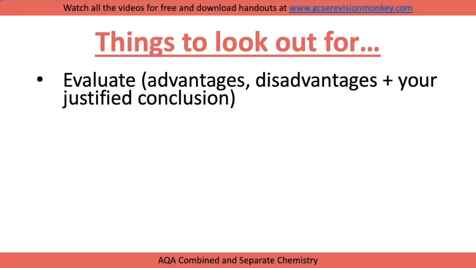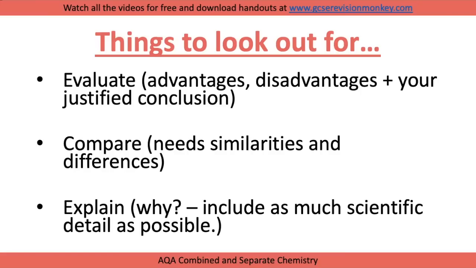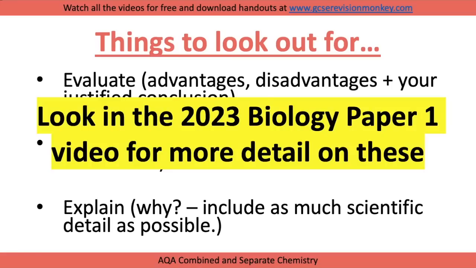Evaluate questions. As a reminder, you need advantages, disadvantages and your own justified conclusion. Compare questions need similarities and differences in your answer, and explain questions means why, so include as much scientific detail as possible. The questions won't remind you to include these things, so these are the things you need to remember to help structure your answers. If you need any more details on this, look at the 2023 Biology Paper 1 video where I go over these in more detail.